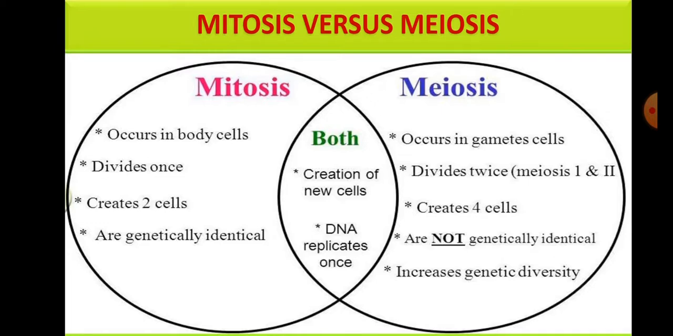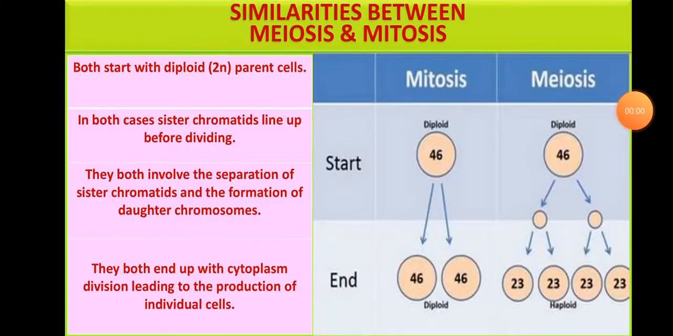What are the general similarities? Both produce new cells. Both replicate the DNA at least once. Let's discuss some more similarities between meiosis and mitosis. In both mitosis and meiosis, we start with the same diploid parents. Let's say the diploid count for any particular organism is 46.